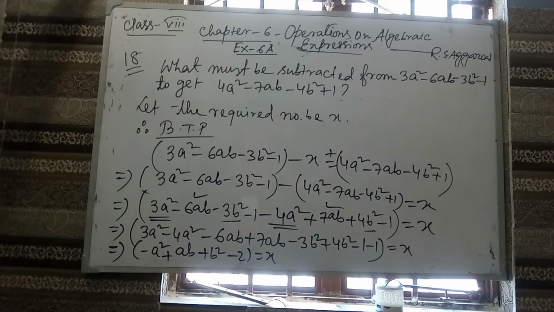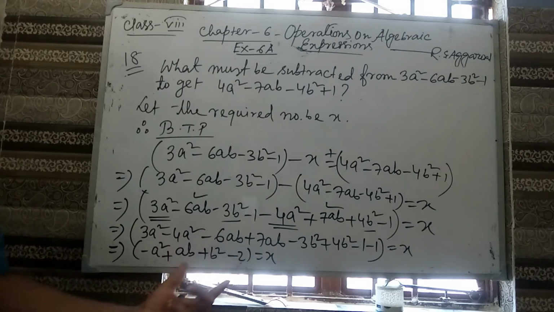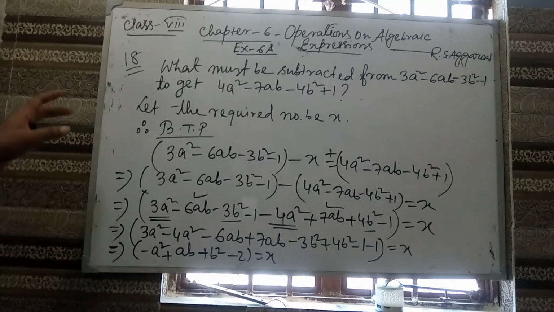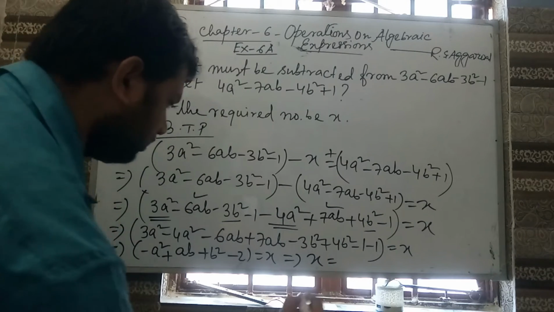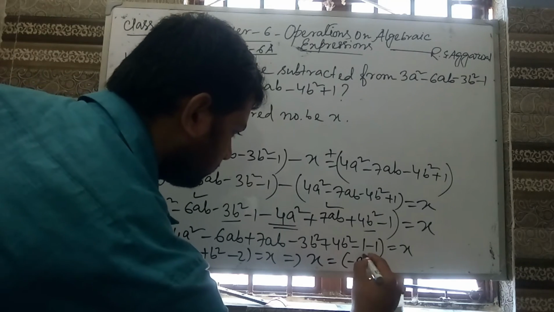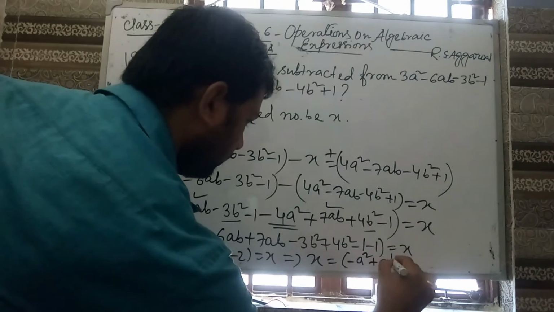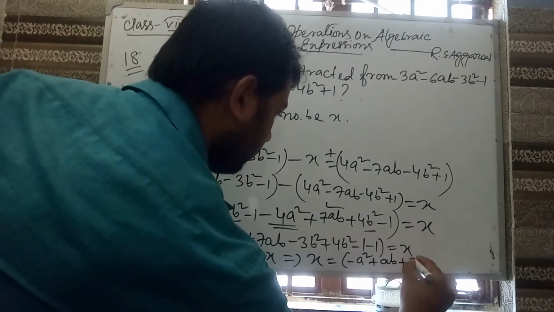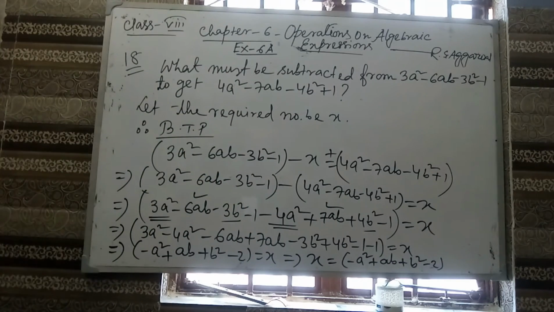Okay. Now look, this is left hand side, this is right hand side. If left hand side equal to right hand side, so you can easily write right hand side equal to left hand side, that is x equal to minus a square plus ab plus b square minus 2. Okay. Check it with your answer. Yes.